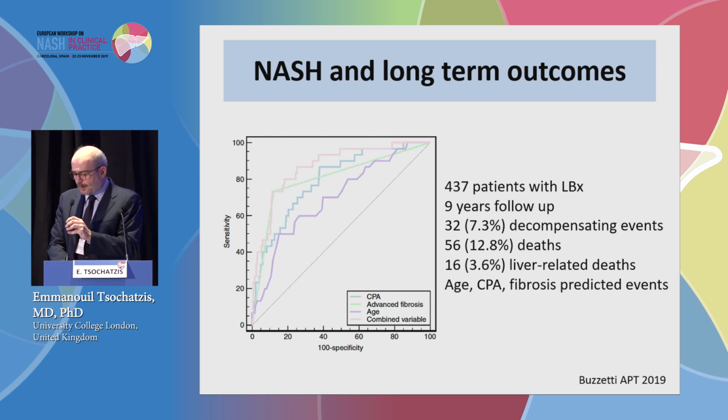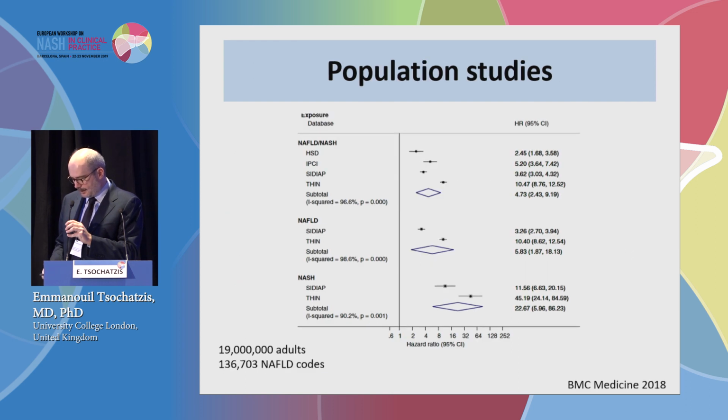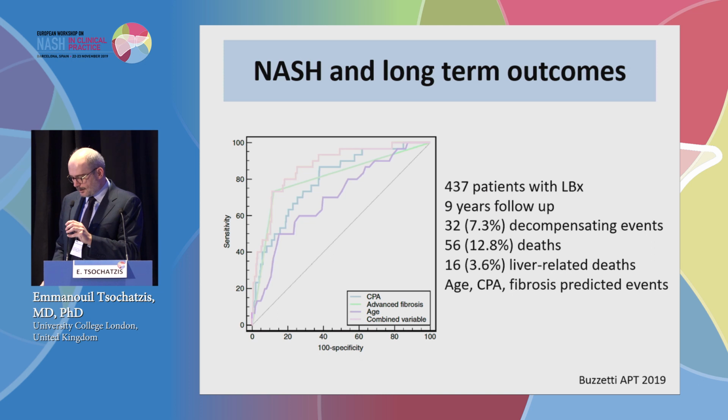This, again, is from our center. We looked at patients with a baseline liver biopsy, 10-year follow-up, and we found that age, fibrosis, and quantification of fibrosis using collagen could predict long-term outcomes and liver events. You can see that over a period of 10 years, 7% of patients developed decompensating events and 3% liver-related events.